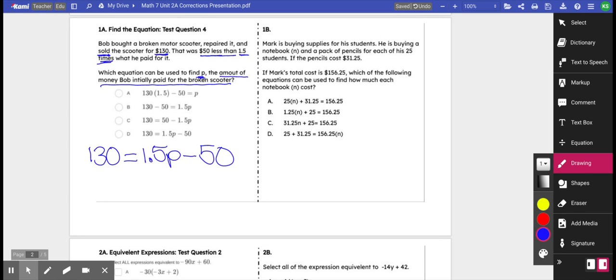Okay, so if we look at this equation, which one does it match up with? So it looks like it matches up with letter D. So D is the correct answer. Okay, you have to read it carefully and think about if it makes sense. So the video is going to pause. You need to complete problem 1B and put in your answer, and then you will continue.